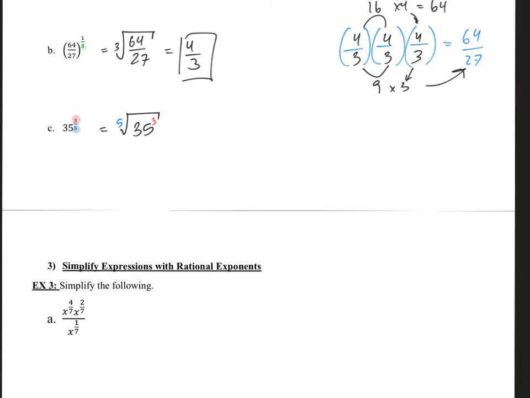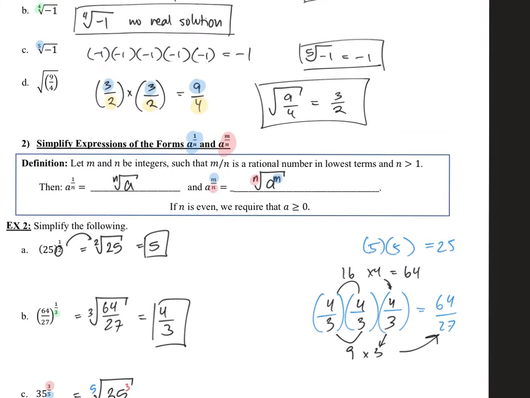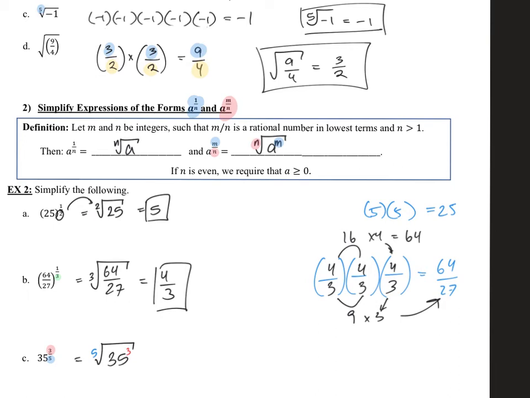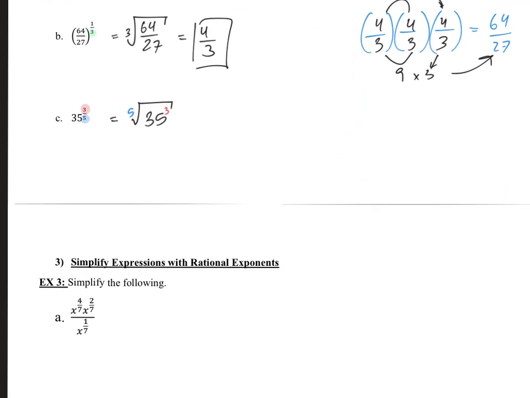Now another way to write this, which I forgot to write up top, which we're going to fill in, is the nth root of a to the m power. These two are the exact same thing. They mean the same thing, but there are different ways to write them. So with that in mind, let's go ahead and rewrite it as the 5th root of 35 to the 3rd power.